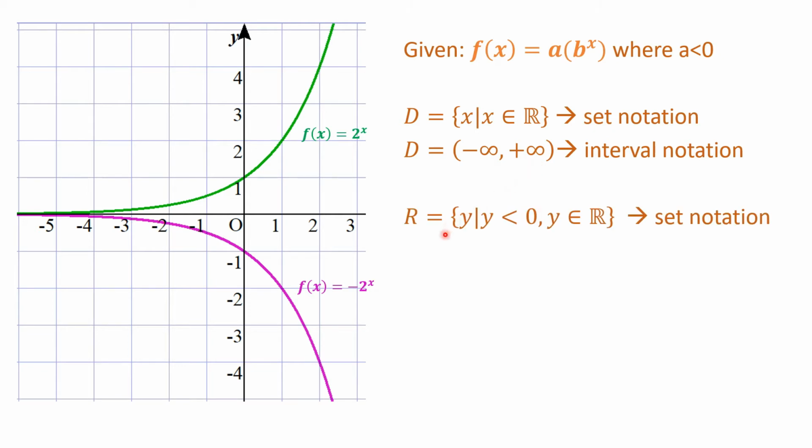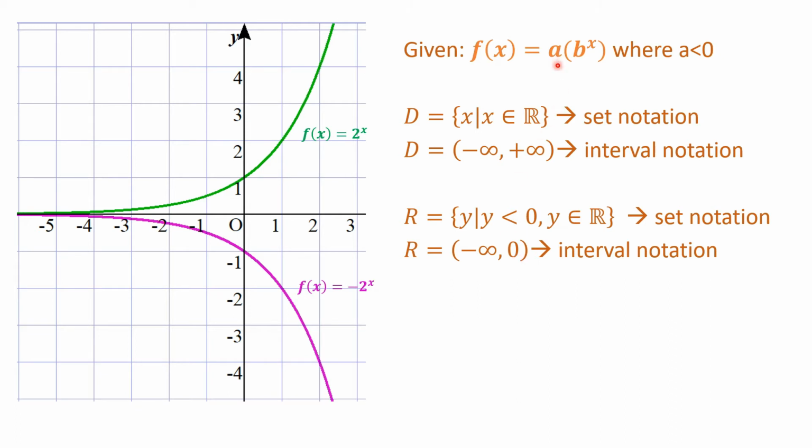For the range, it's the set of y values such that y is less than 0, meaning negative. So from positive, it becomes negative. It cannot be 0. It must be less than 0. And y is an element of real numbers to specify that the group of numbers which are less than 0 are not just integers but also fractions, those numbers between integers. And in interval notation, that is written this way: the range is from negative infinity to 0 exclusive.